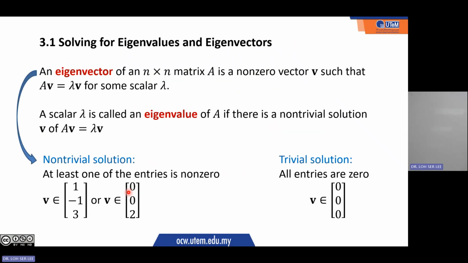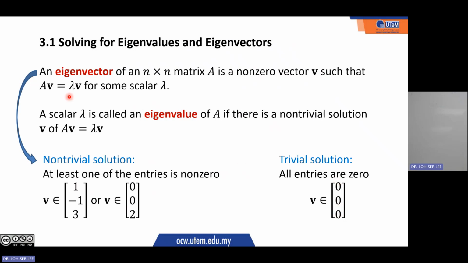Next, we look at what an eigenvector and eigenvalue are. An eigenvector of an n by n matrix is a non-zero vector v. We denote it as v. A non-zero vector is different from a zero vector. Your eigenvector must be a non-zero vector; we can't accept all zeros. We don't want this kind of eigenvector.